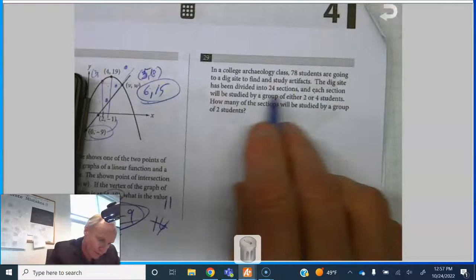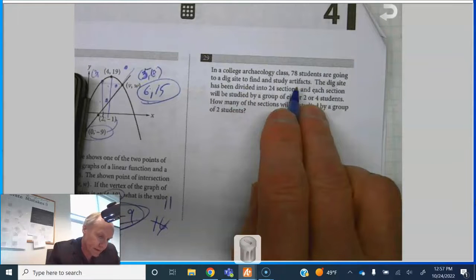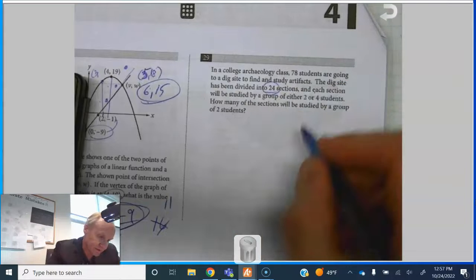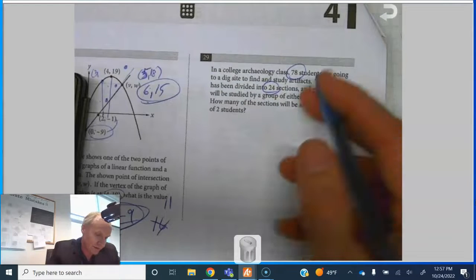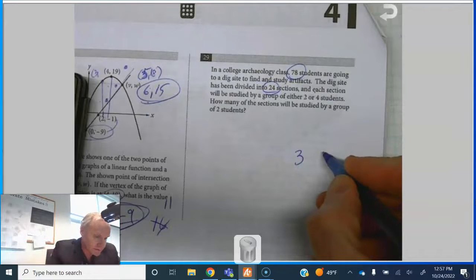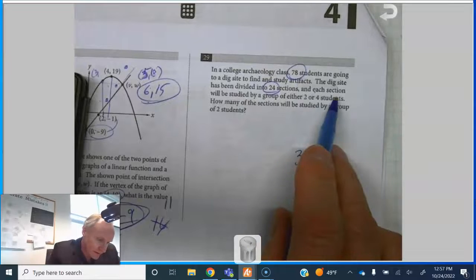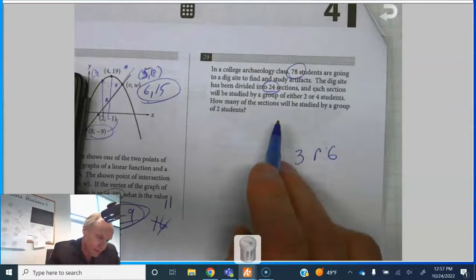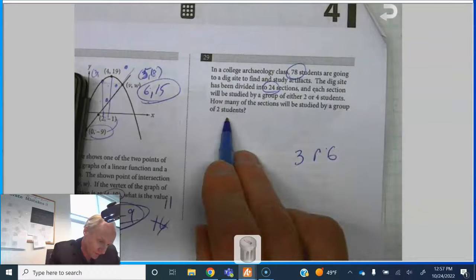But anyway, really slow. In a college class, 78 students are going to a dig site to find and study artifacts. The dig site has been divided into 24 sections. There's 78 students. 24 doesn't go evenly into 78, because you'll have 3 with 6 left over if you divide 24 in there. Each section will be studied by a group of either 2 or 4 students. How many sections will be studied by a group of 2 students?